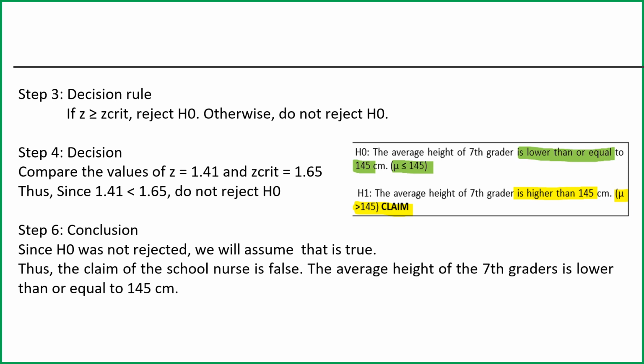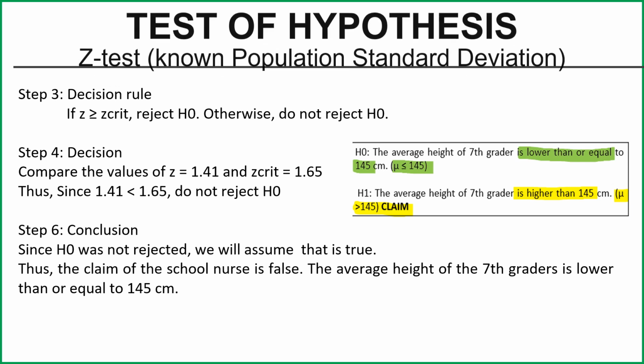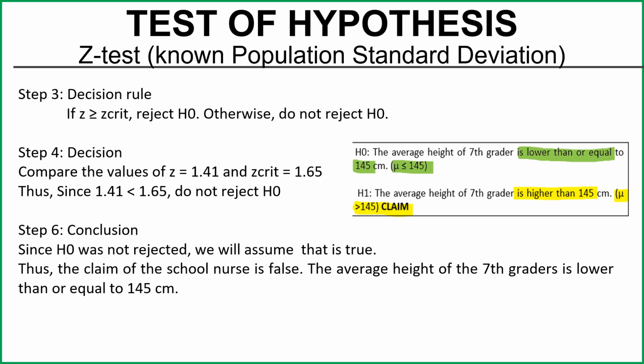So, for our step 3, just copy or rewrite the decision rule. Our decision rule when it is a right-tailed test is that if the z computed value, the 1.41 that we computed, is greater than or equal to the z critical value, then we will reject the null. Otherwise, we will not reject the null.